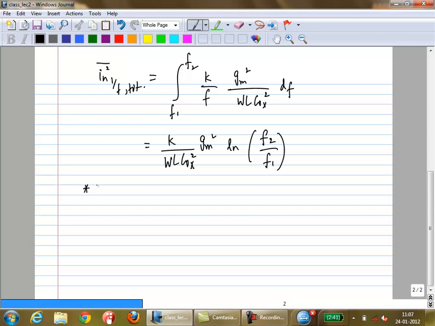So you have a 1 over F noise, the magnitude keeps decreasing, but you're integrating it over a wider bandwidth. So the overall integrated noise tends to be the same. That is one interesting property.